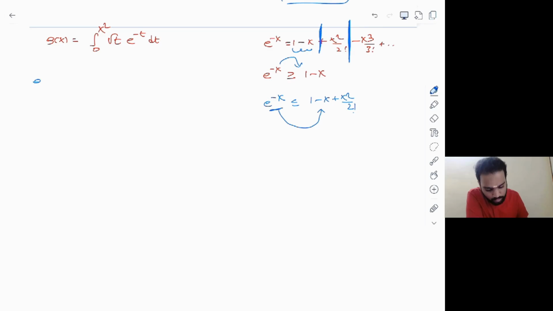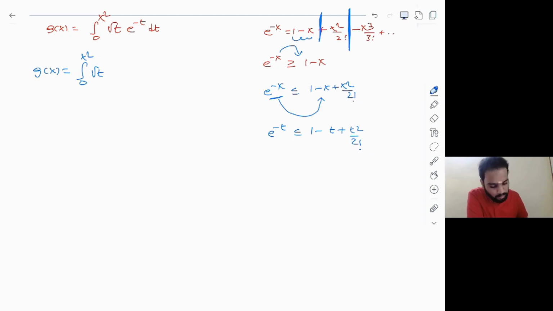So let me substitute the function g of x, right? So g of x is equal to the integral from 0 to x square of square root of t into e power minus t. Now I can say that e power minus t will definitely be less than or equal to 1 minus t plus t square divided by 2 factorial. If I multiply by square root of t, I can say that square root of t into e power minus t is less than or equal to square root of t multiplied by 1 minus t plus t square divided by 2. So that is what I am going to write in the question also here.